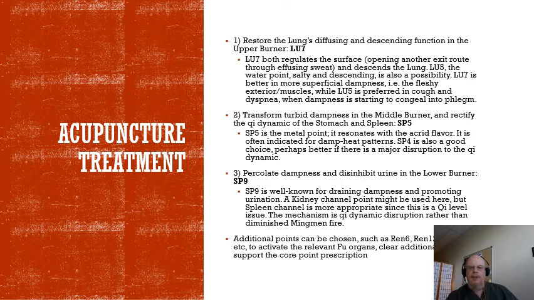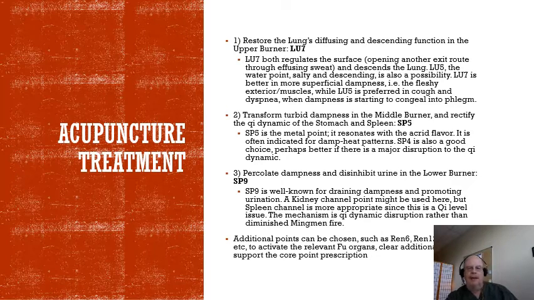To transform turbid dampness in the middle burner and rectify the qi dynamic of the stomach and spleen, I would go with Spleen 5, which is the metal point and resonates with the acrid flavor. It's often indicated for damp heat patterns. Spleen 4 is also an excellent choice, and perhaps better if there's a major disruption to the qi dynamic.